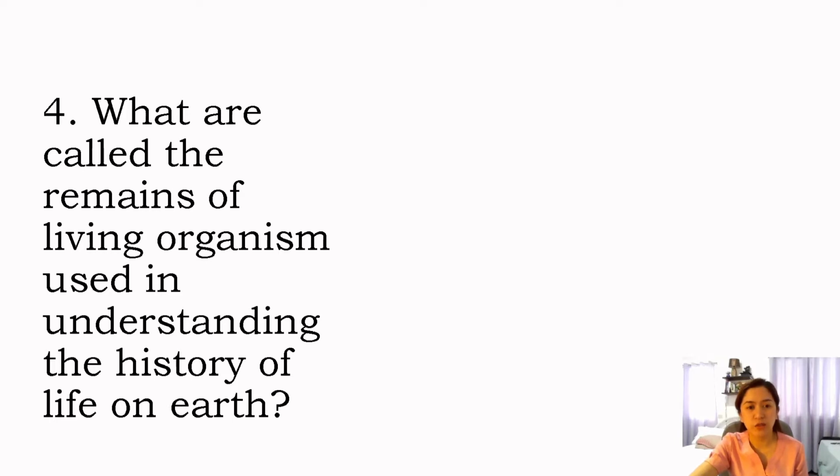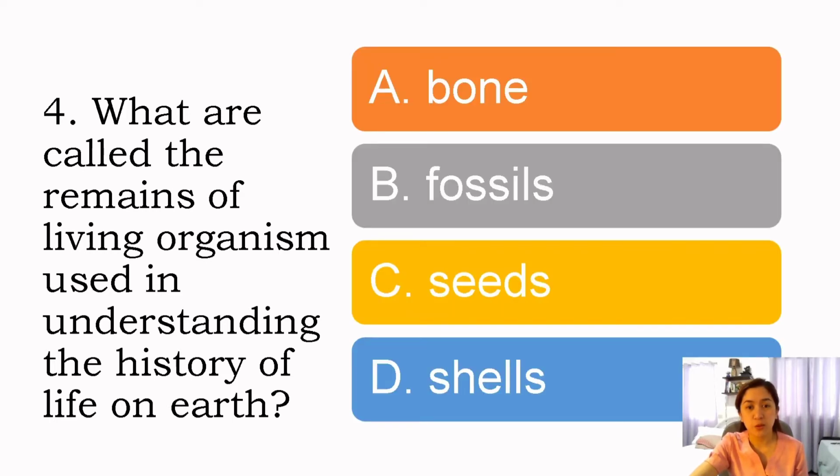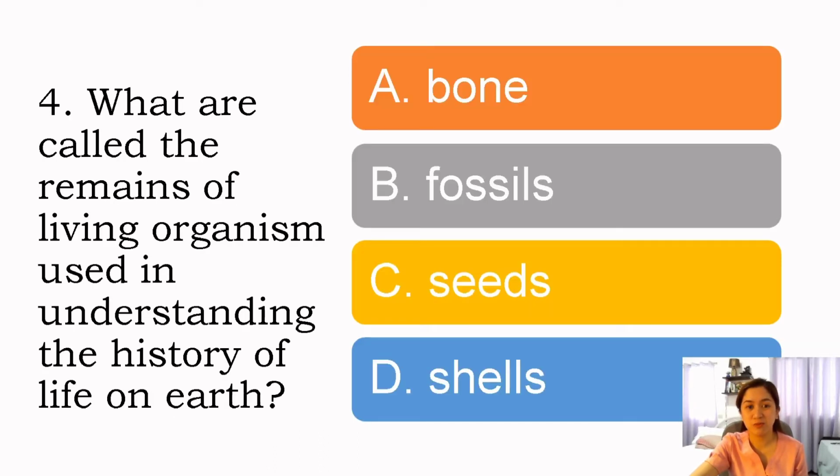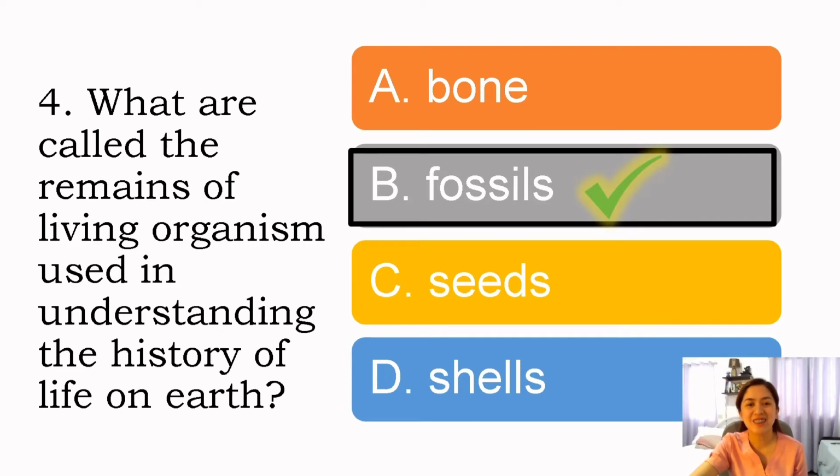The fourth question is, what are called the remains of living organisms that are used in understanding the history of life on Earth? A. Bone, B. Fossils, C. Seeds, D. Shells. The answer is nothing but fossils.